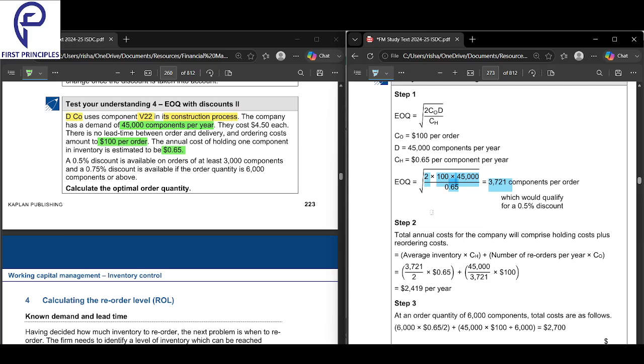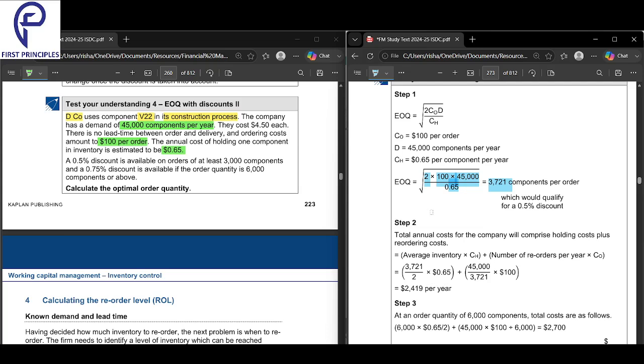Two into the annual demand into the ordering cost divided by the holding cost. That is our EOQ quantity. Easy, done, finished. So we got our economic order quantity, 3,721 units. So the sum should have ideally stopped here, right? Find the EOQ, sum is done, finished.